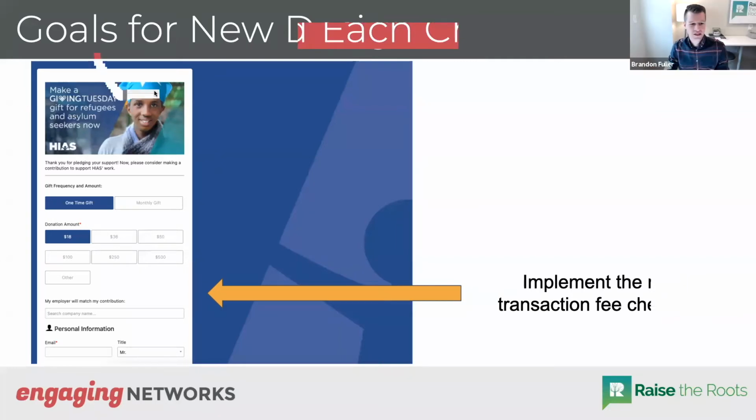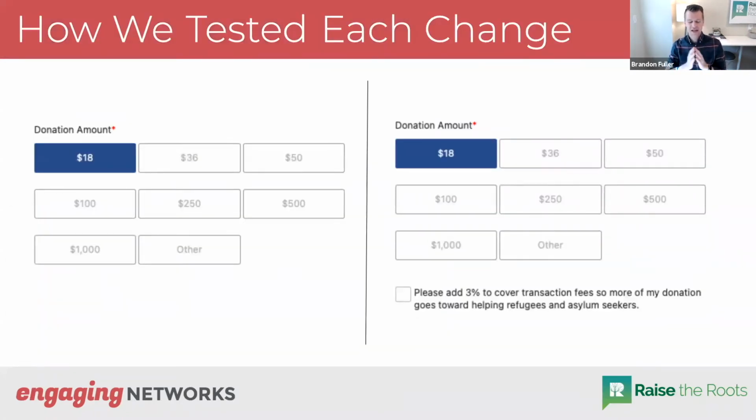So just looking here at how we were able to test this. Engaging Networks has an A/B testing tool for testing pages, and I think they call it a split test. You can take two different pages, put them through the split test, and Engaging Networks will give you data on how both pages are performing. So here, this is just an example. You could create one page that has a donation amount without the checkbox for the transaction fee, and then another page that has a donation amount area with a checkbox for the transaction fee.